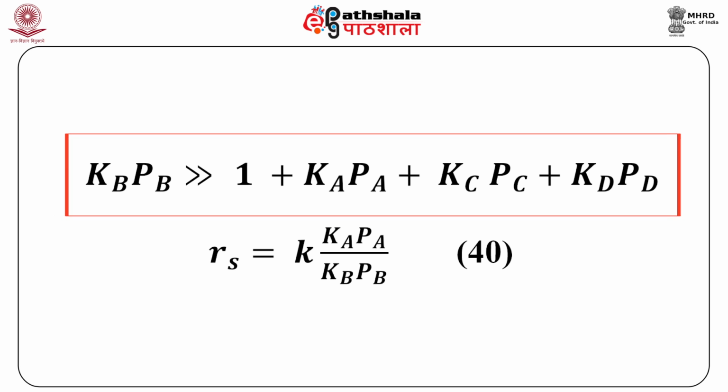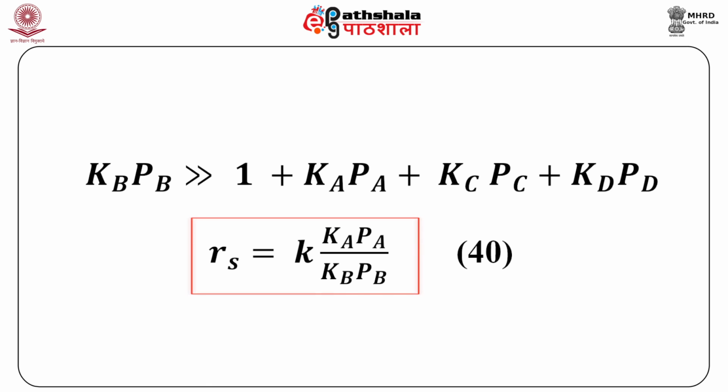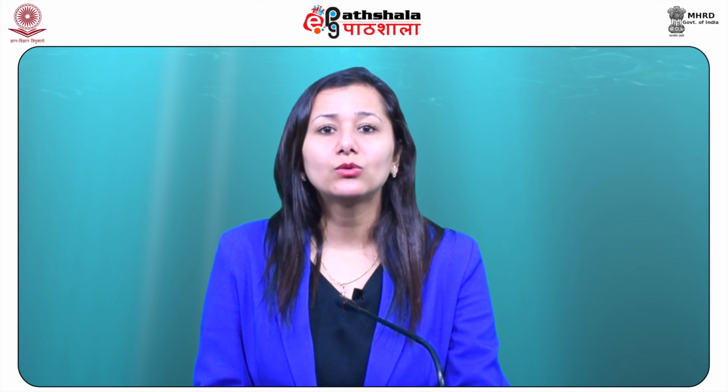If the reactant B is strongly adsorbed as compared to other species, then we have KB into PB is much greater than 1 plus KA PA plus KC PC plus KD into PD. Then Rs is given by equation 40 as K times KA PA by KB PB. In this case, the reactant B inhibits the reaction as it is more strongly adsorbed than the reactant A. The fraction of surface covered by molecules of A goes to 0. Therefore, the rate of the reaction, Rs equals K theta A into theta B, goes to 0. The rate of the reaction will be maximum when the two reactants are adsorbed at equal rates.